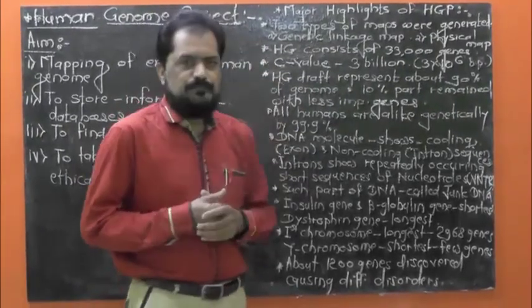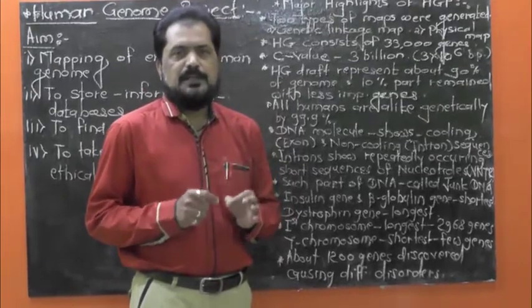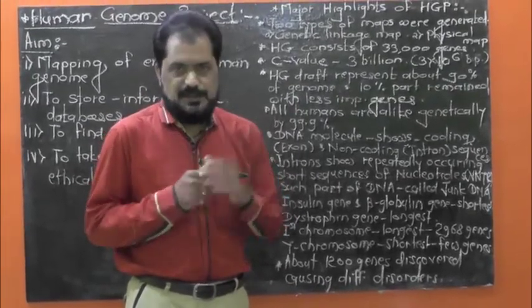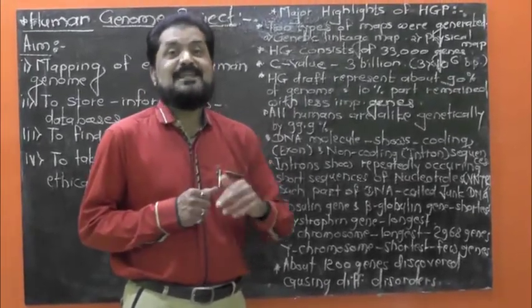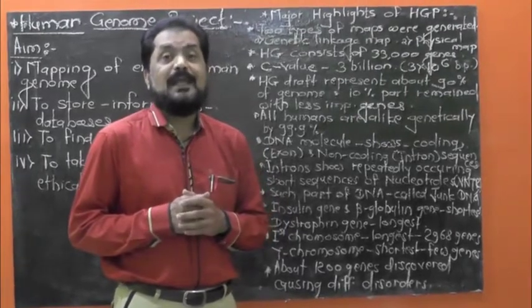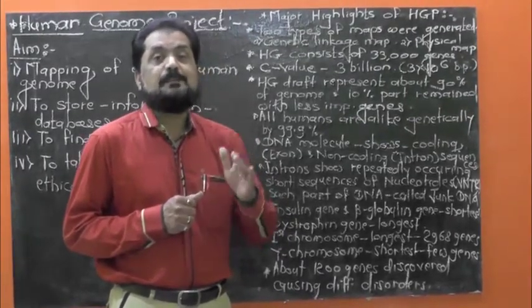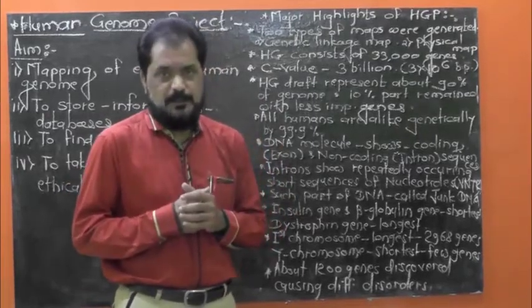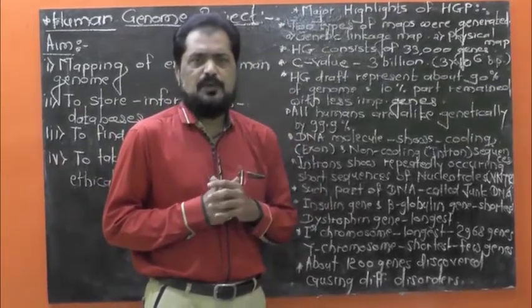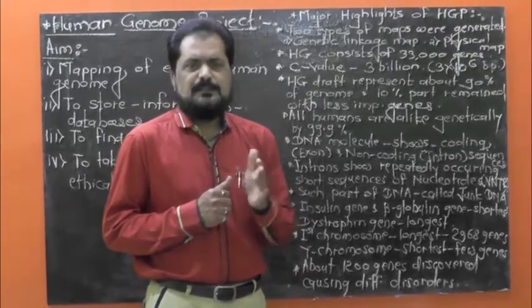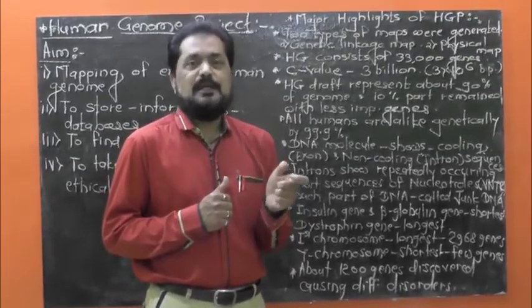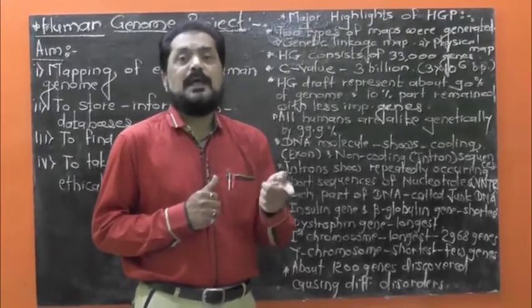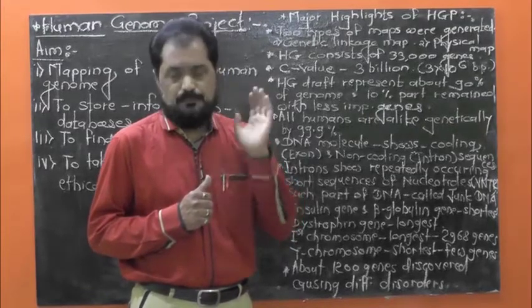Human genome consists of 33,000 genes instead of 80,000 or 1 lakh genes which were expected before the beginning of the Human Genome Project. It means initially it was expected that there should be near about 80,000 to 1 lakh genes in the human genome.